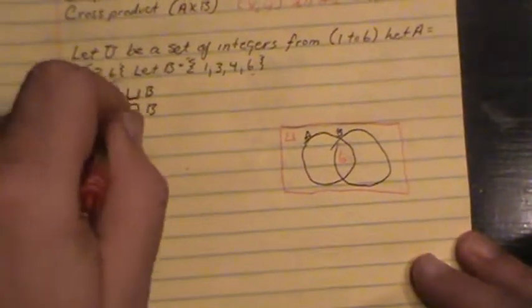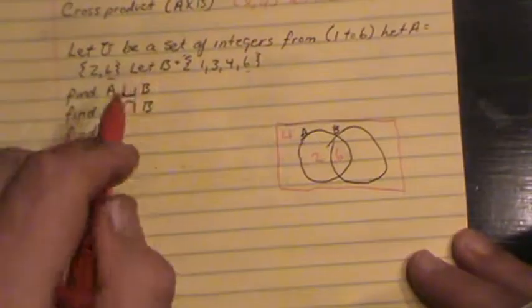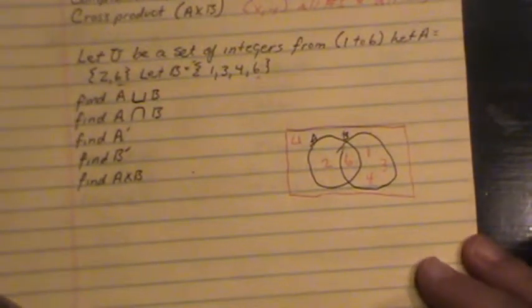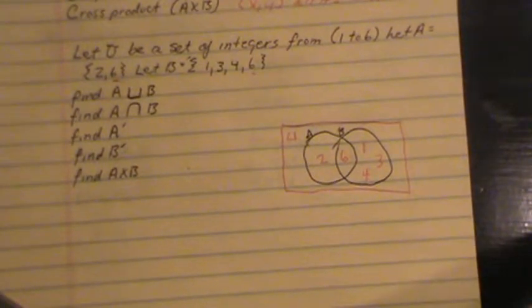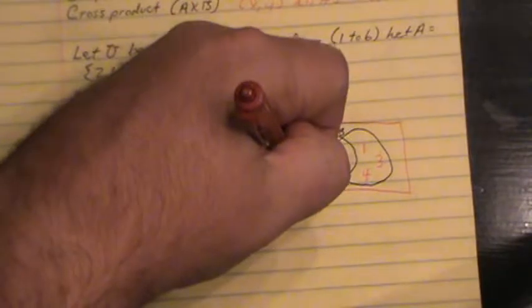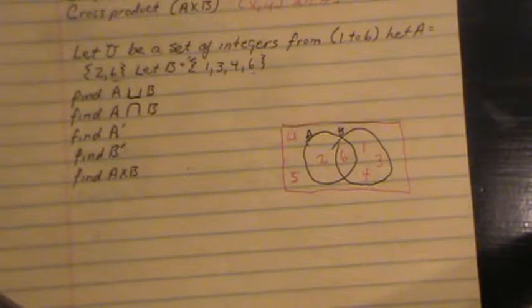Then I'm going to fill in my other sets. Set A was 2 and 6, and this would be 1, 3, and 4. And if you notice, we're missing a number out of the universal in both of those sets, which would be 5, so it would not be found in either one of those. So now we're going to look at the first question, and they want me to find A union B.